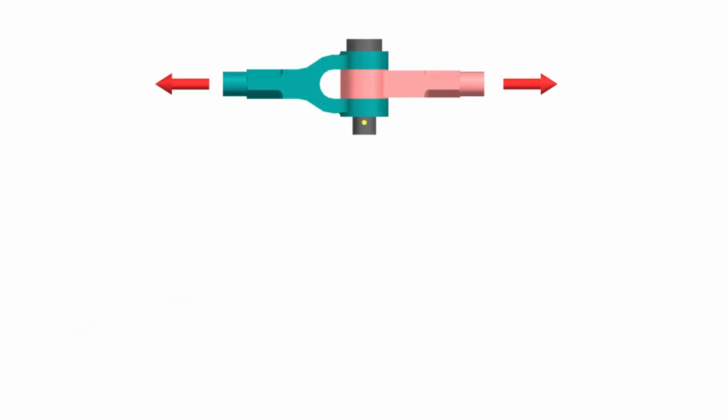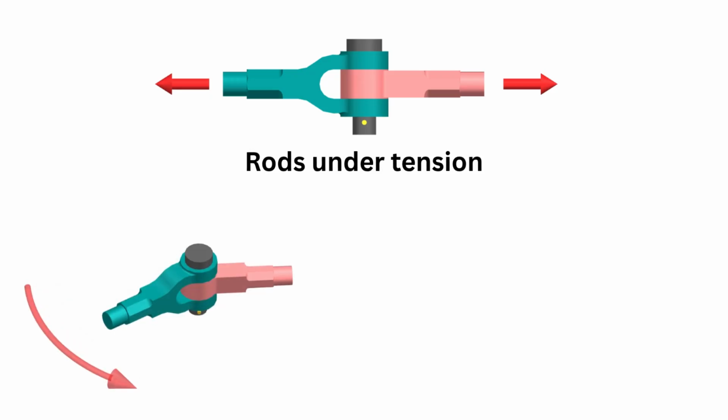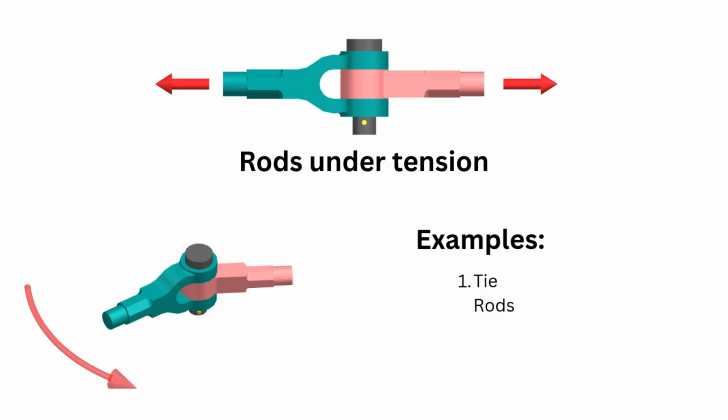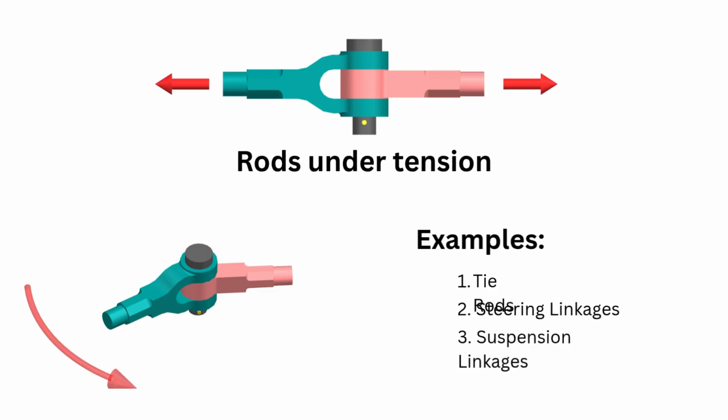A knuckle joint is primarily used to connect two rods under tensile load. The joint allows a small amount of angular movement, making it ideal for mechanical linkages that experience slight misalignments during operation. Common applications include tie rods in engines, linkages in steering systems, suspension members, and structural connections in machines.